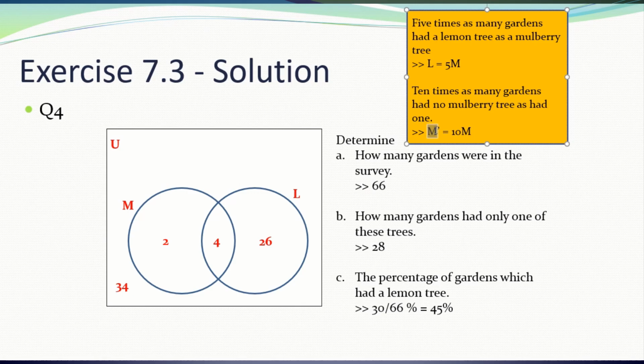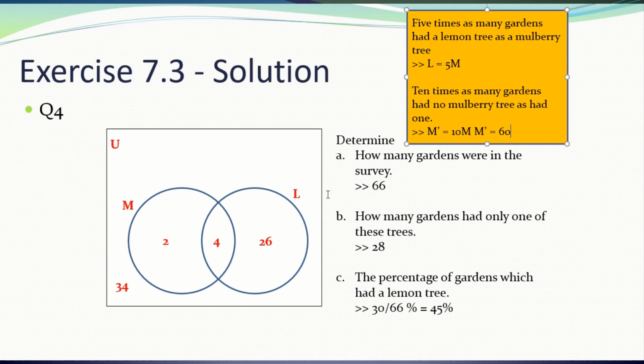Okay, M prime will be equal to 60. Why 60? 10 times 6. So that means what is M prime? Everything but M will be 60. So you know these plus this must be 60. You understand? This plus this must be 60. So you know the outside must be 60. That means only lemon tree and no mulberry tree must be 60.